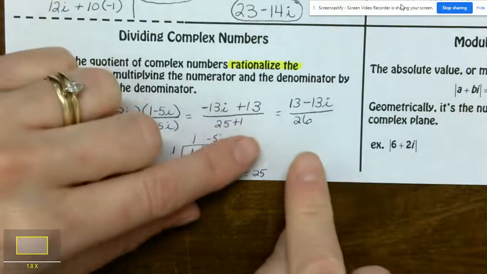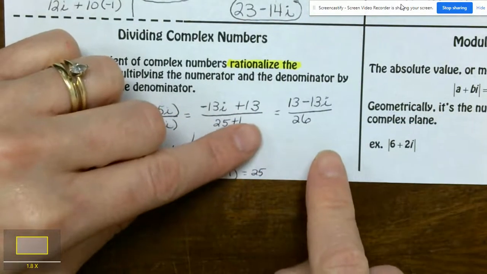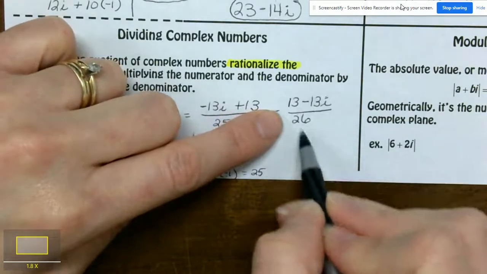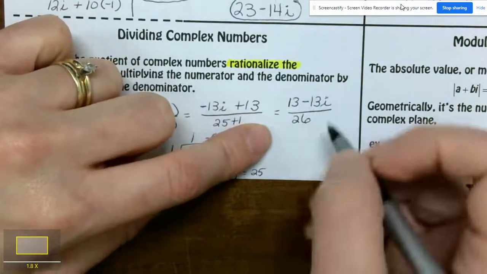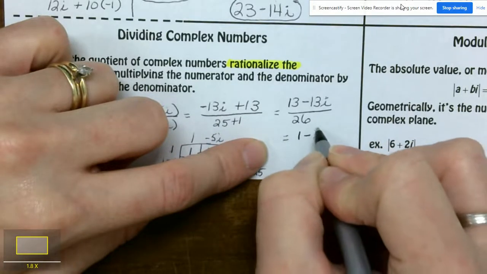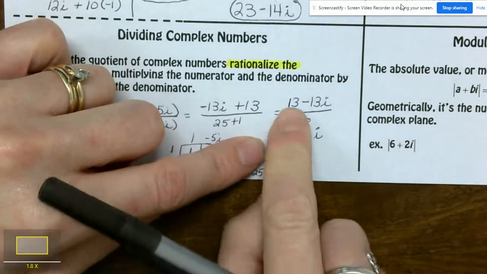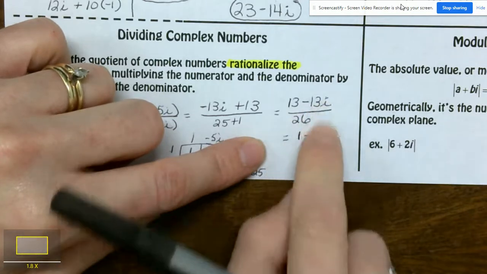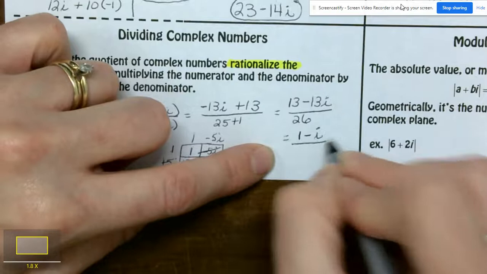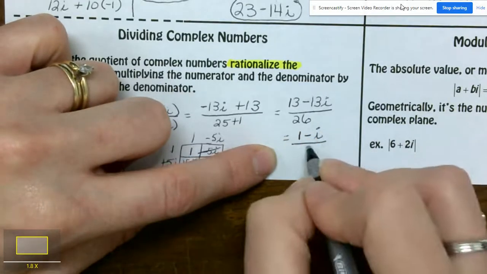Once you get to this point, if you can simplify, you need to do that. So 13 will go into all of these numbers. In other words, I'm going to have 1 minus i, because 13 goes into 13 once, and 13 goes into 13 once, but if it's in front of the i, I don't have to put it. And 13 goes into 26 twice.